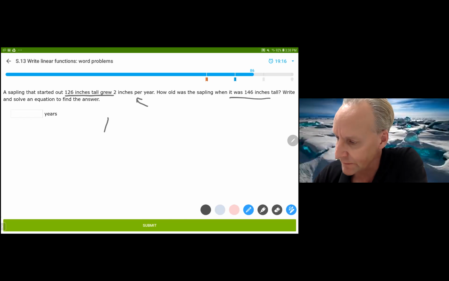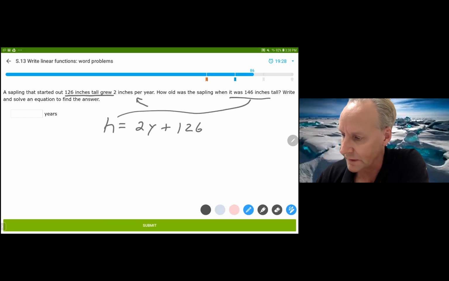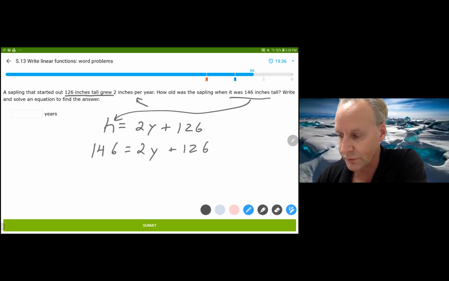So the height of the sapling, I'm going to call it H, is equal to 2 inches each year plus the 126 inches it started with. And we're interested in solving for when its height will be 146. We're going to subtract the 126 from both sides and get the 20, and then divide by the 2 and get our 10 years that I said.